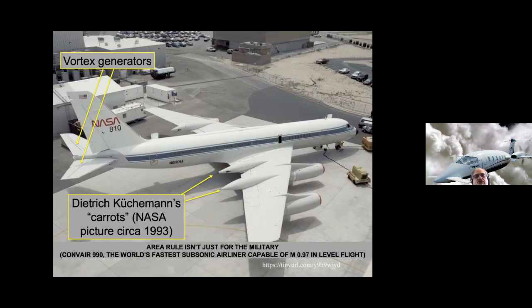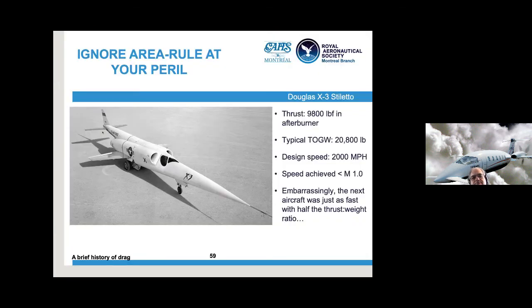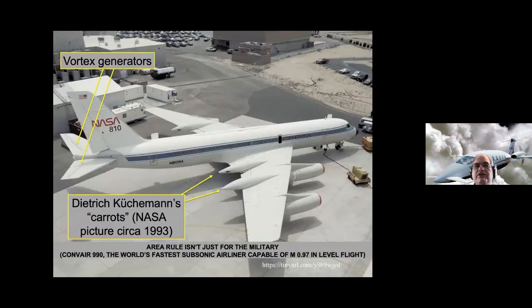This airplane was just as fast as this airplane. And you could have your martini in first class in one of these. NASA somehow convinced people they needed a Coronado, the world's fastest civilian airplane before Concorde.